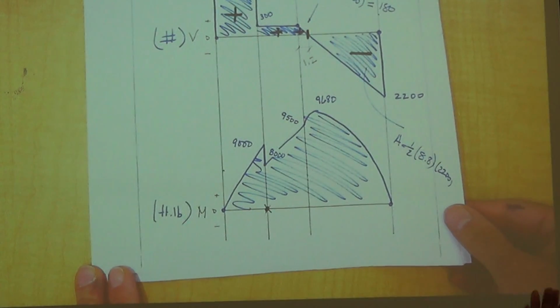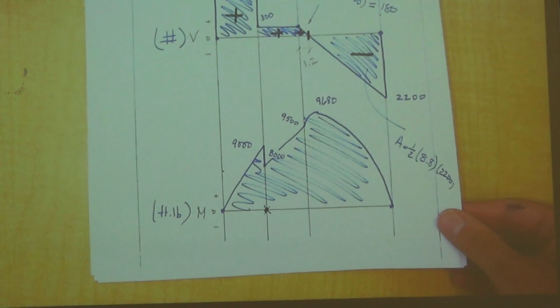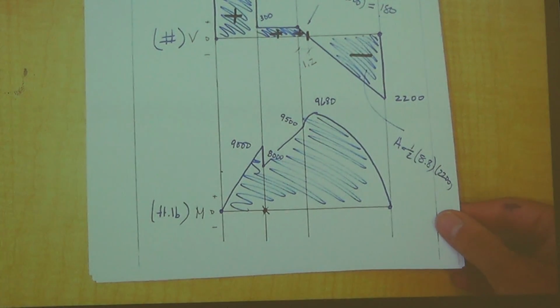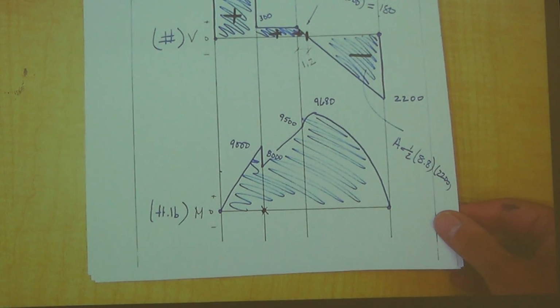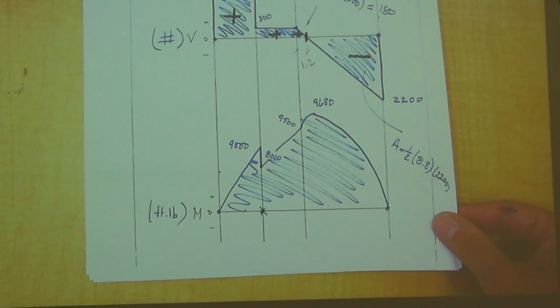Rachel? You know how that concentrated moment was going this way? We're going to talk about whether it's positive or negative another time. Use the left hand rule? No, no. It's all to do with the sign convention and you have to wait.